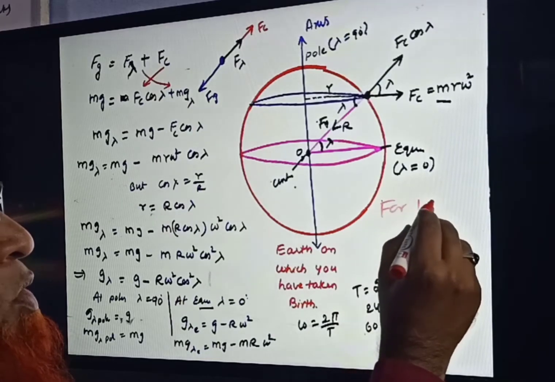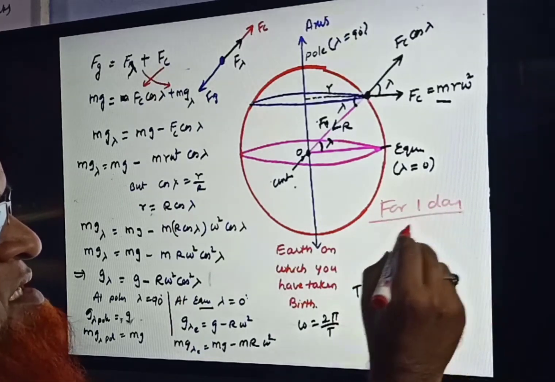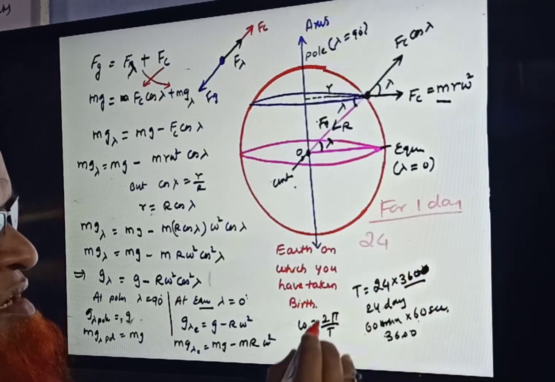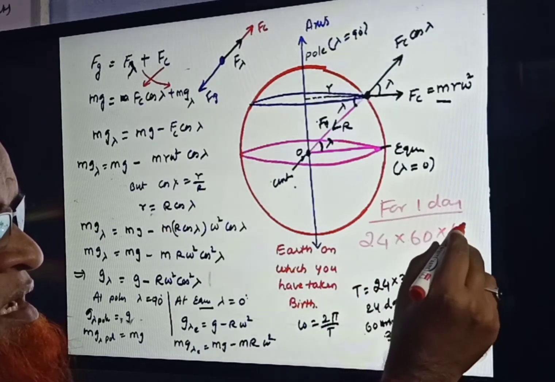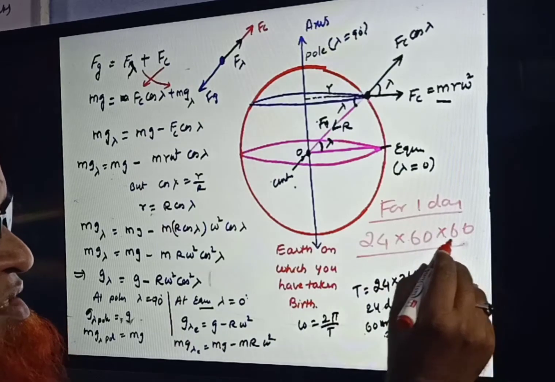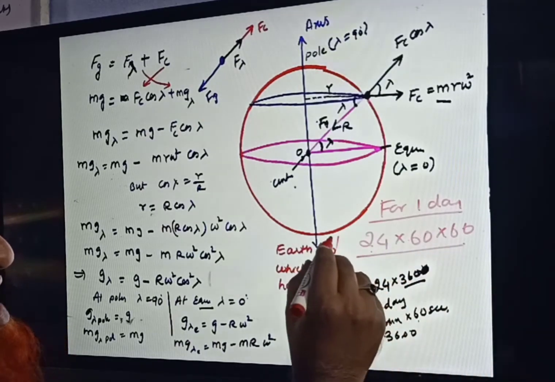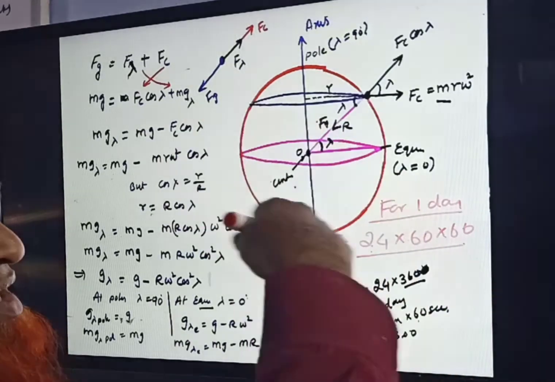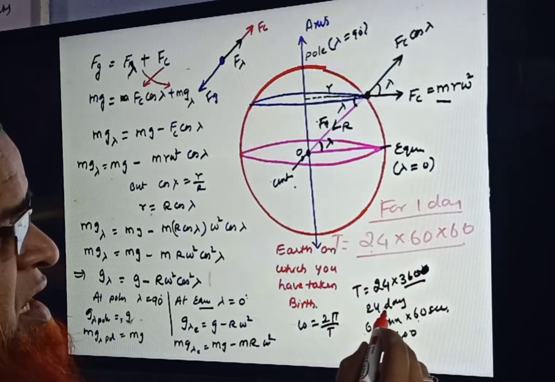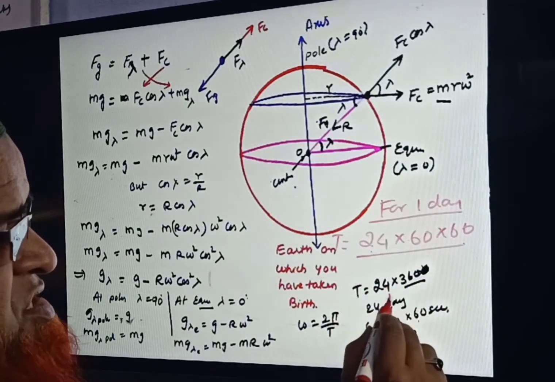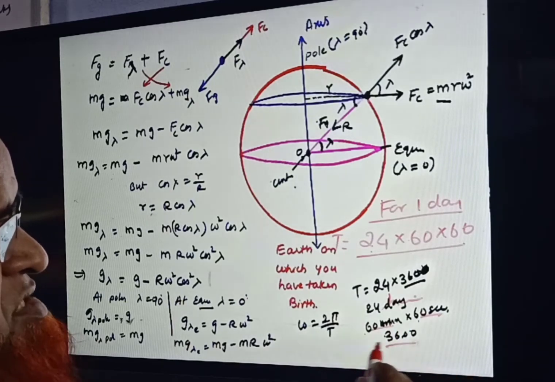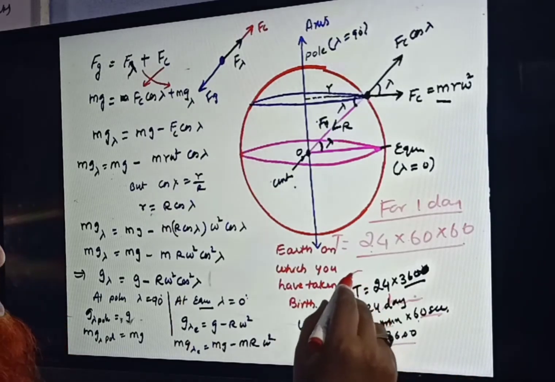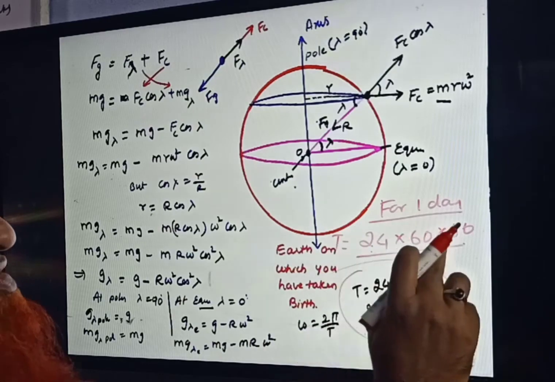For 1 day, what happens? 24 hours into 1 hour means 60 minutes into 60 seconds. Therefore, this is going to be the time period for 1 revolution. This is 24 hours, and 60 minutes into 60 seconds becomes 3600. Therefore, this is going to be the time period for 1 day.